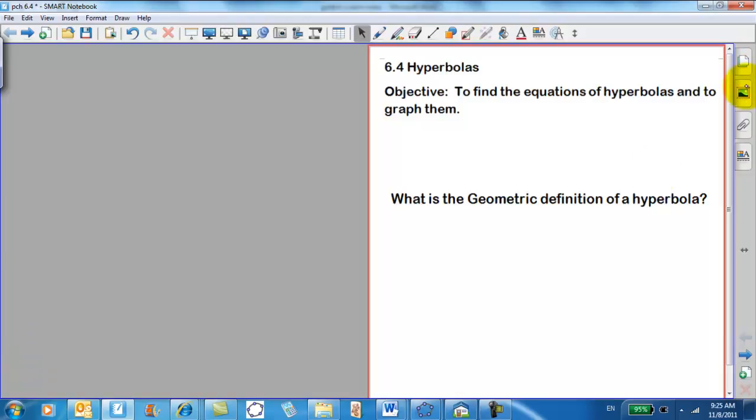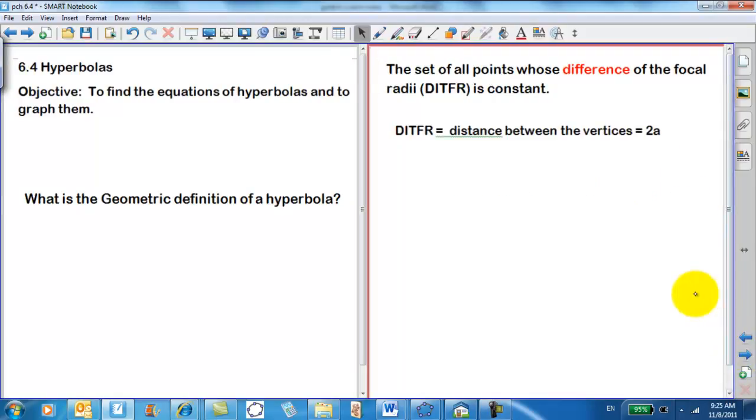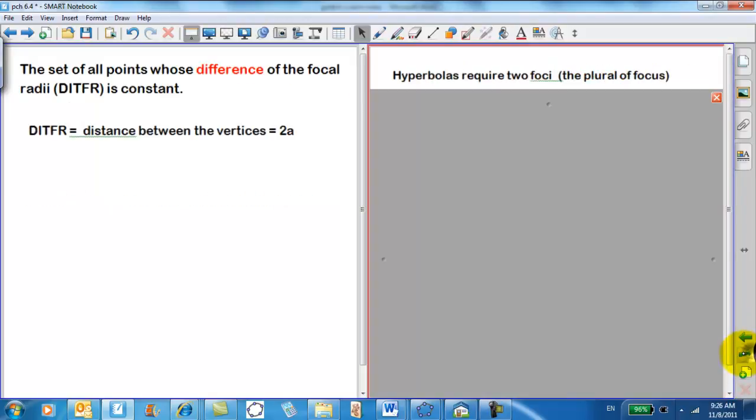What is the geometric definition of a hyperbola? Well, that's tricky, but it's just a slight variation on what we saw before with the ellipse. It's a set of points whose difference of the focal radii, or ditver, is constant. This ditver ends up being the distance between the vertices, and it's equal to 2a, just like the distance between the vertices on an ellipse is 2a.